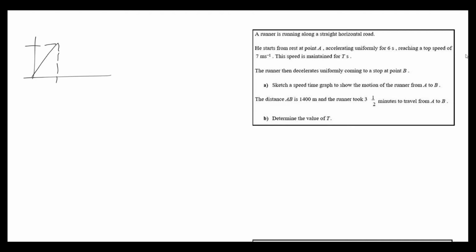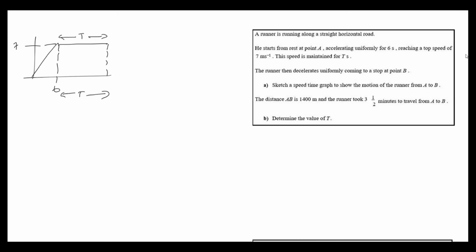I'm going to mark on the 6 seconds on the time axis and 7 meters per second on the velocity axis. We're then told that this speed is maintained for t seconds. So here's the horizontal line representing that over time the velocity stayed the same. This interval of time is unknown, but we're going to refer to it as t. I can label both down here, and I'm actually going to do it at the top just out of habit. I know this is going to be useful later on.